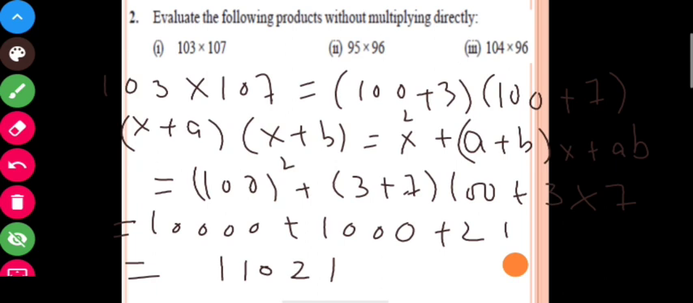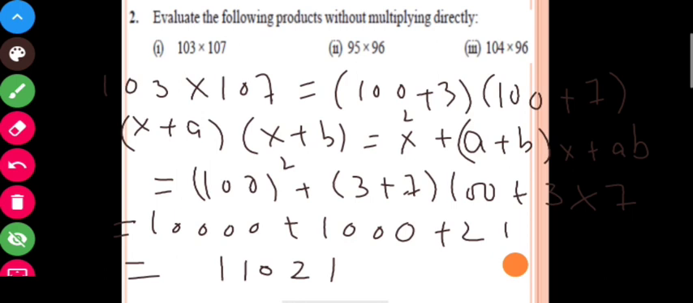So students, you can also change 95 into 96 by 90 plus 5 and 90 plus 6, or 100 minus 5 and 100 minus 4. And the third part, you can also change it like 100 plus 4 and 100 minus 4. And in the same way, you have to do all these parts. I have done one part for you. If you will come across any problem, you can ask me.